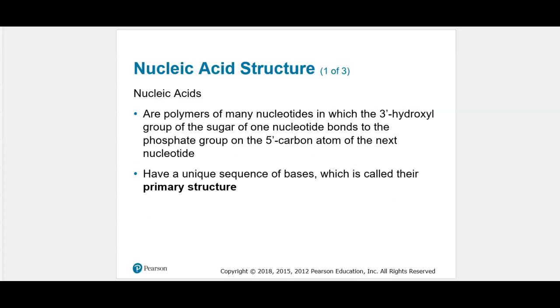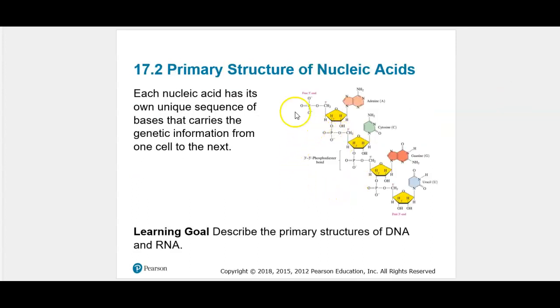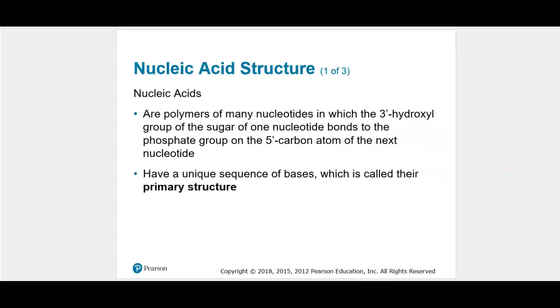So the 3' hydroxyl group of one nucleotide bonds to the phosphate on the 5' carbon of the next nucleotide, as you've seen going on here. So let's see how that works here. The 5' carbon is bonded via a phosphate to the 3' carbon of the next one, and they're already moving in 2 different directions on you here. So these are called phosphodiester linkages, phosphodiester bonds.